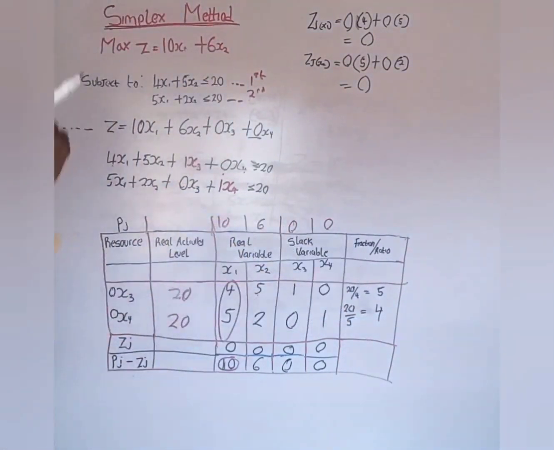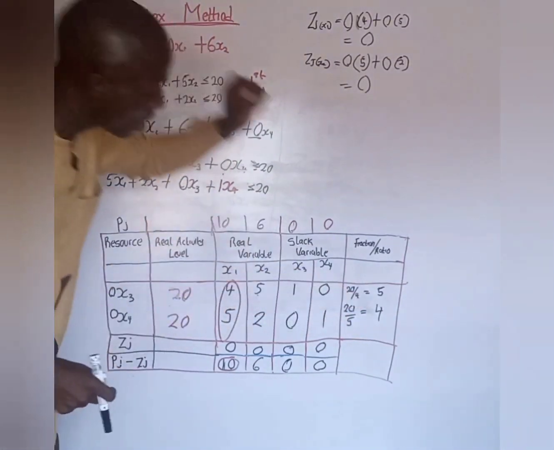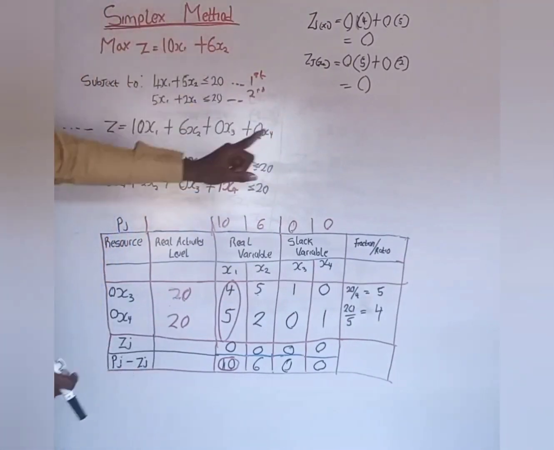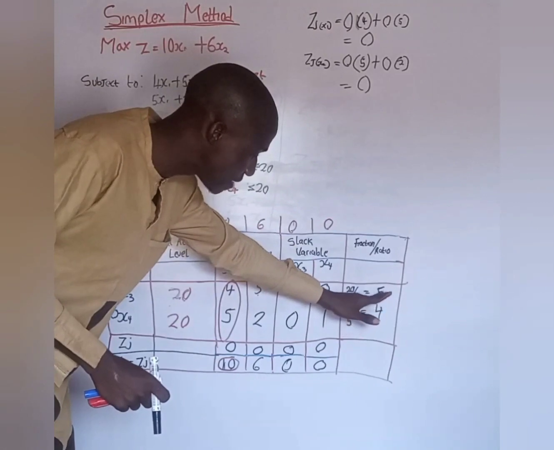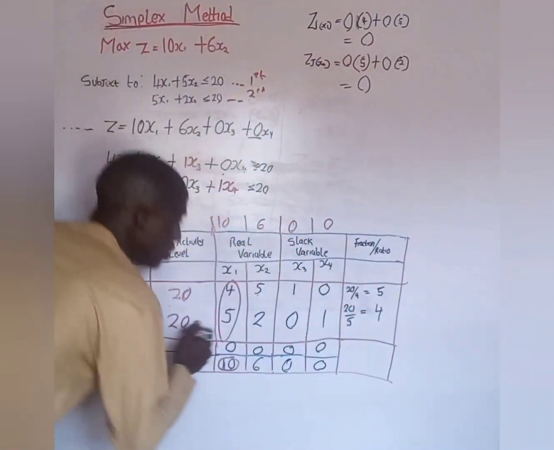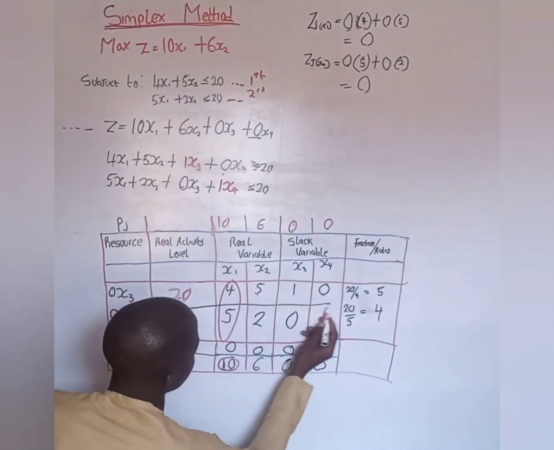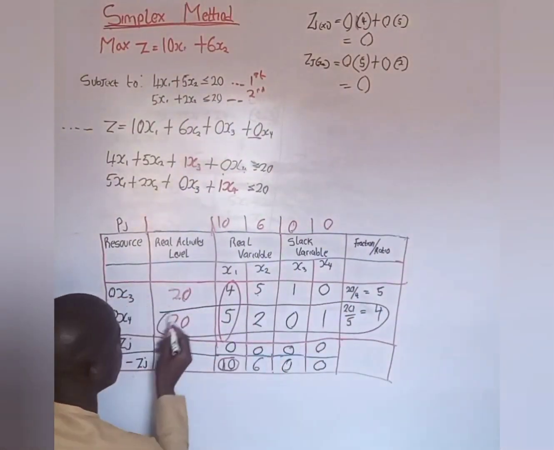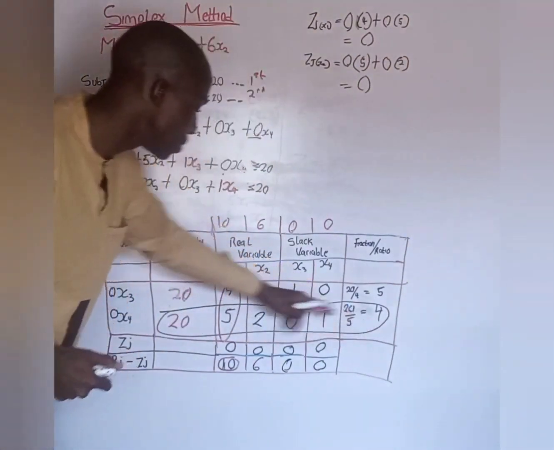Now, the next thing that I want you to take note of: if you want to get your key row, you are going to be choosing the lowest positive value in your fraction. If you look at this, I have 5 here, I have 4 here. The lowest positive value is 4. Therefore, this will be my key row. So that's it. The lowest positive value is 4, so this will be my key row.